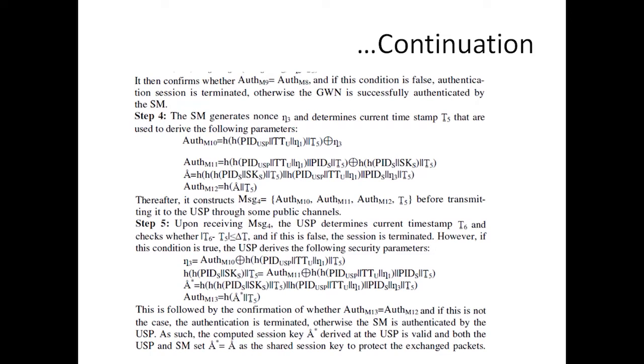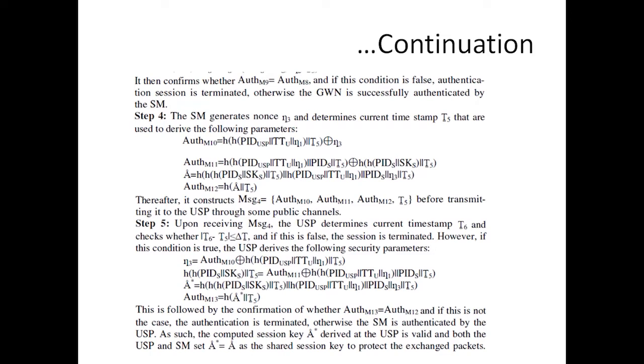Next, the smart meter generates some random nonce and records the current timestamp, which are then used to derive the four parameters shown in step 4 before constructing a message MS4 that is then sent to the USP through some public channels. Upon receiving this message, the USP determines the current timestamp, executes some freshness checks of the received message, and upon successful verification, it proceeds to compute the security parameters shown in step 5.